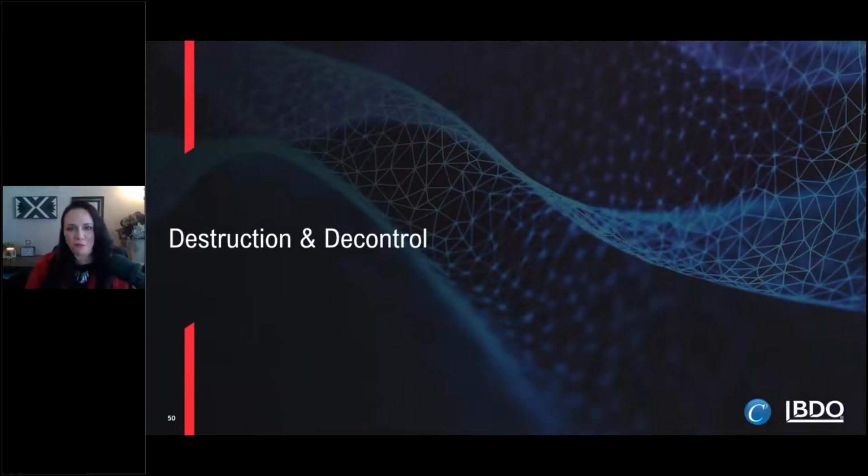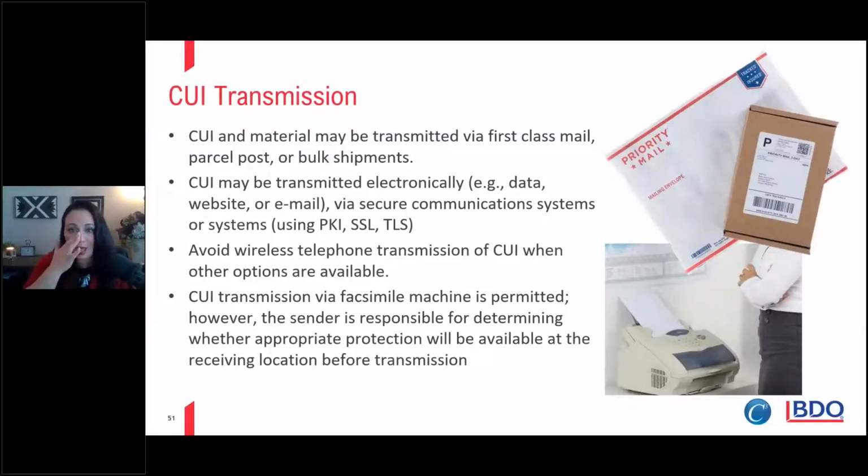I want to go over the last few elements of your program, which is what happens when you need to decontrol. If this were classified information, we call it declassification, but for unclassified information, it's called decontrol, or destroying the documents once you have created them. This can apply to documents, your media, and a broad range of things. So first and foremost, outside of email, which takes a technical turn, what about all the other ways of transmitting CUI?